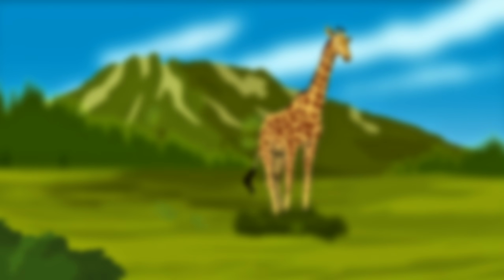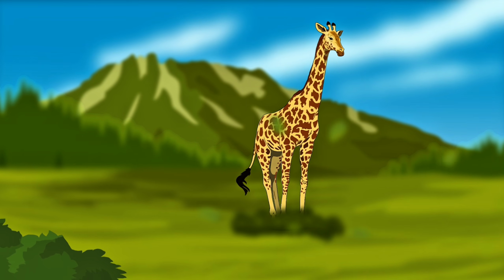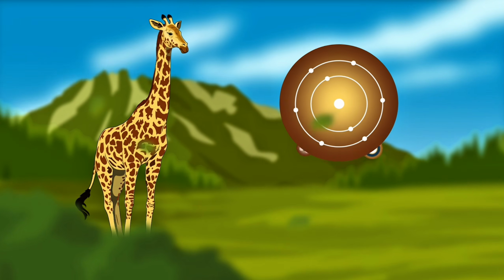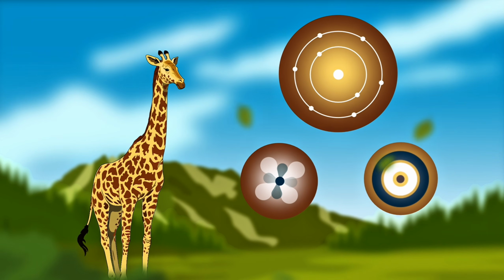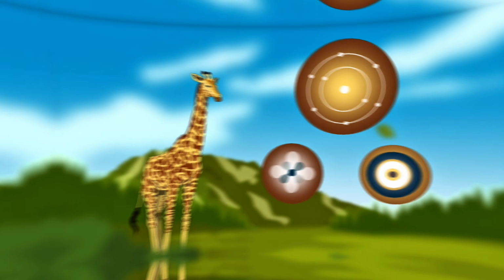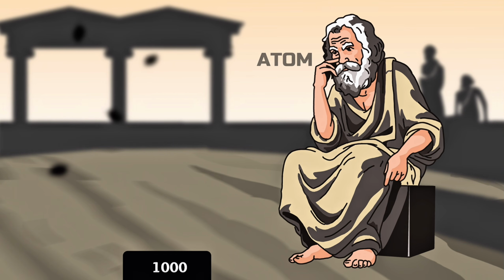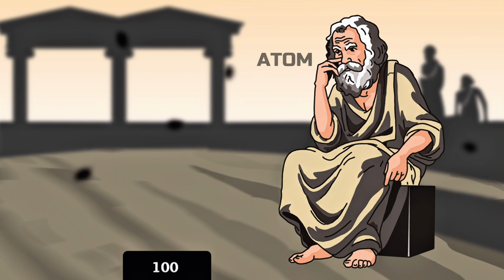Every matter in this universe is just a combination of atoms. But atoms are not as simple as we think. They have their own rules which are far beyond our understanding. However, since the early decades, we've been trying to understand what exactly an atom is.